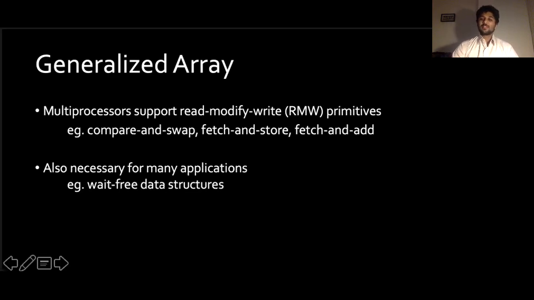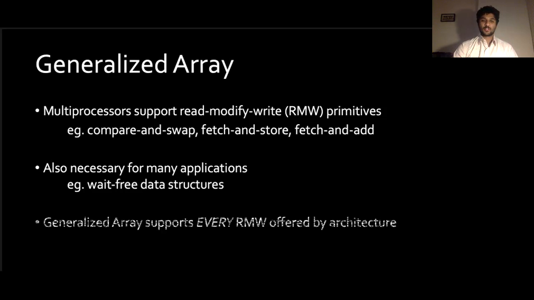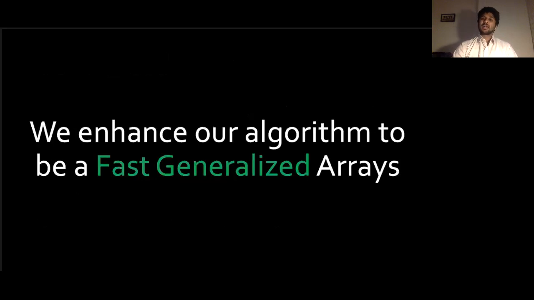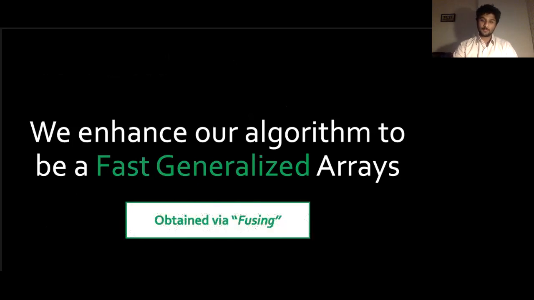Due to the indispensability of these RMW operations, we define a generalized array to be an array that supports not just one, but indeed every RMW operation offered by the underlying architecture. A key contribution of our paper enhances our concurrent fast array algorithm that we just saw into a concurrent fast generalized array algorithm. Unfortunately, I don't have time to detail the transformation in this talk, but the full algorithm is developed in the paper using a technique that we call fusing.